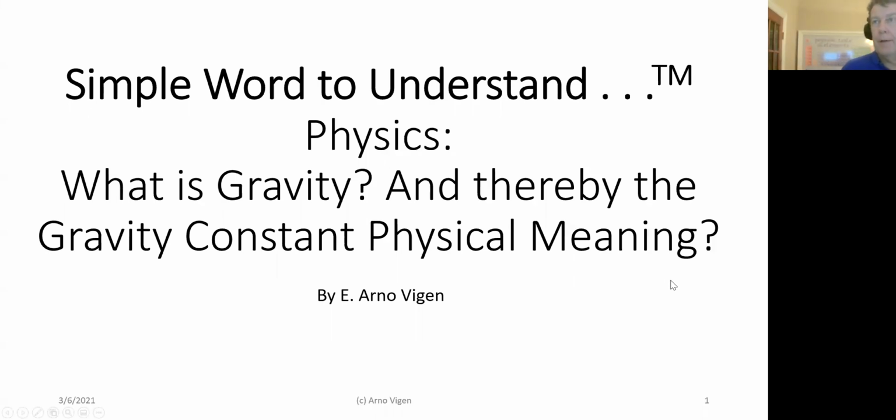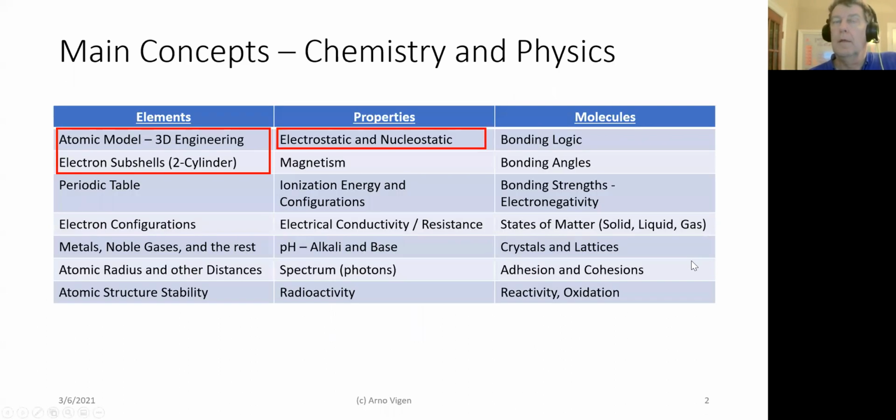What is gravity, and thereby the gravity constant's physical meaning? Now, all of chemistry and physics is based upon some basic concepts. We don't have to go too deep into this, but you do have to understand multiple things. First is the atomic model.